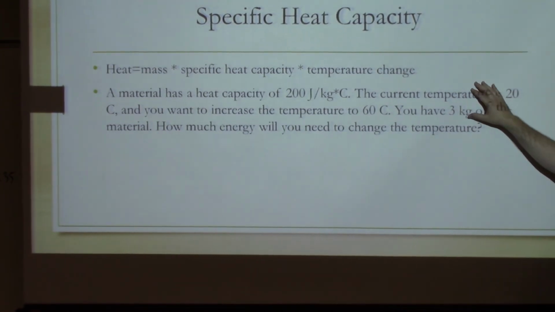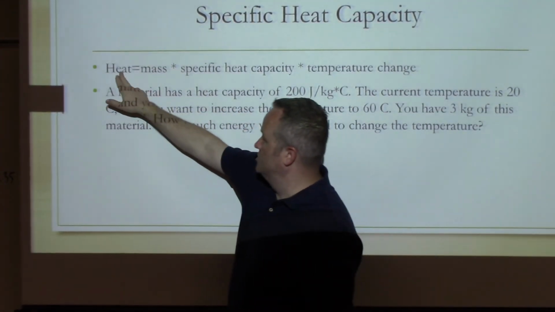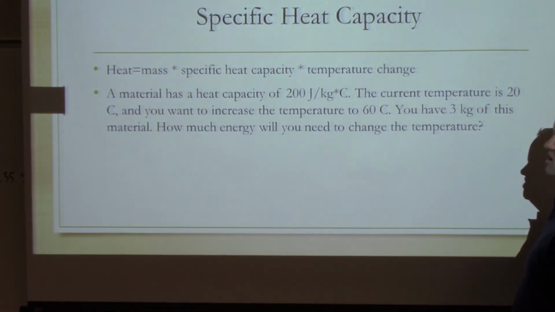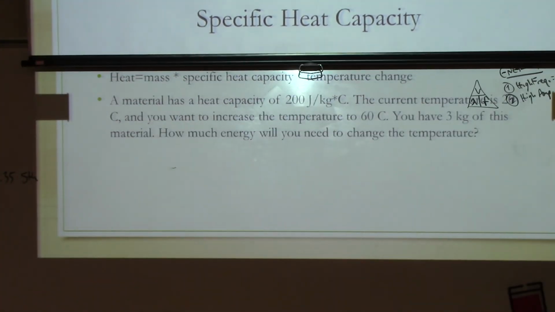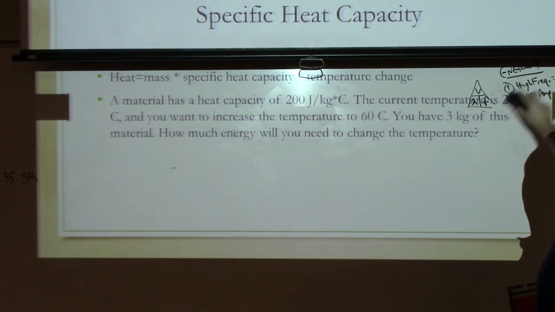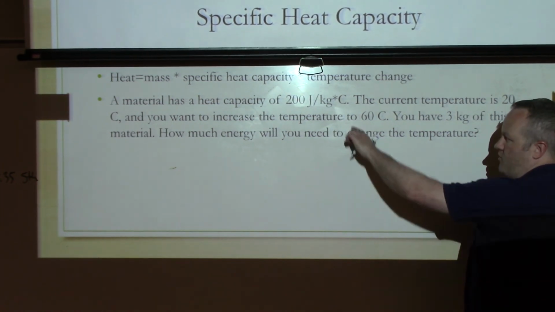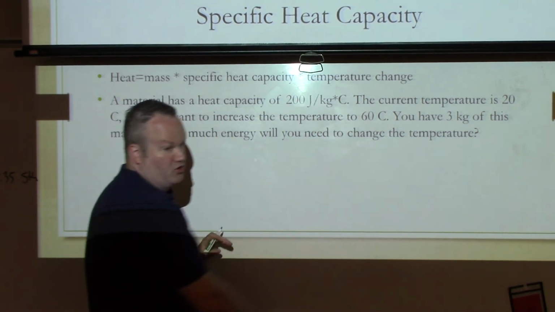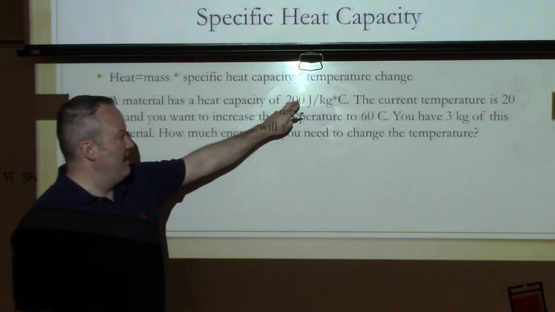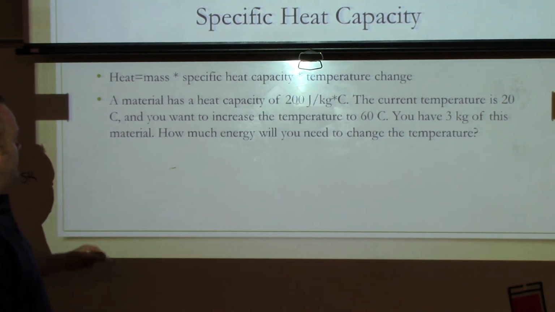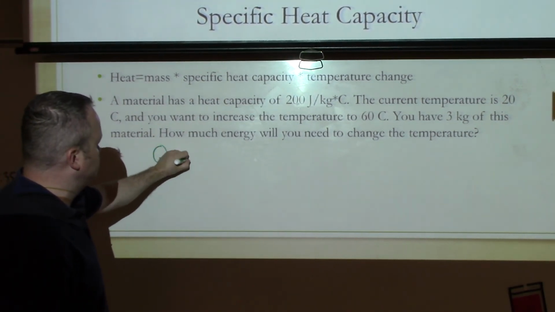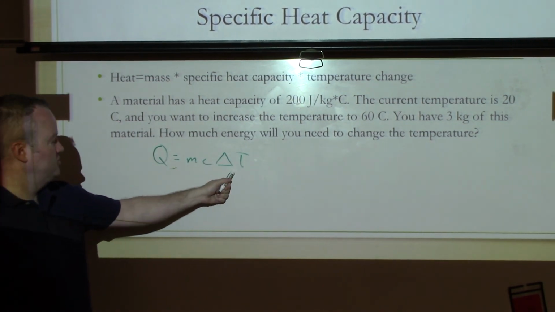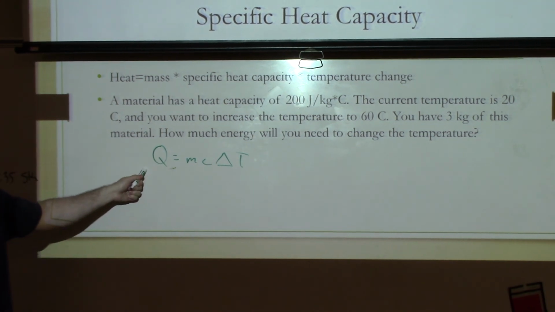Looking at specific heat capacity, the heat energy, this is the movement of thermal energy, that's what heat is: mass times heat capacity times temperature change. So in this example, I have a material and it has a heat capacity of 200 joules per kilogram times Celsius. That means that for every kilogram I have and for every degree Celsius I want it to go up by, I have to give it 200 joules of energy, right? So setting this up, we have our formula, Q equals mc delta T. Again, that's mass, heat capacity, temperature change, and this is the quantity of heat, okay?